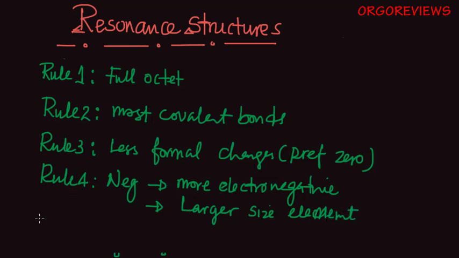Right. Rule number 5 is that we will prefer to have an aromatic system. So an aromatic contributor will be better off than a non-aromatic one. So we will illustrate this with more examples.